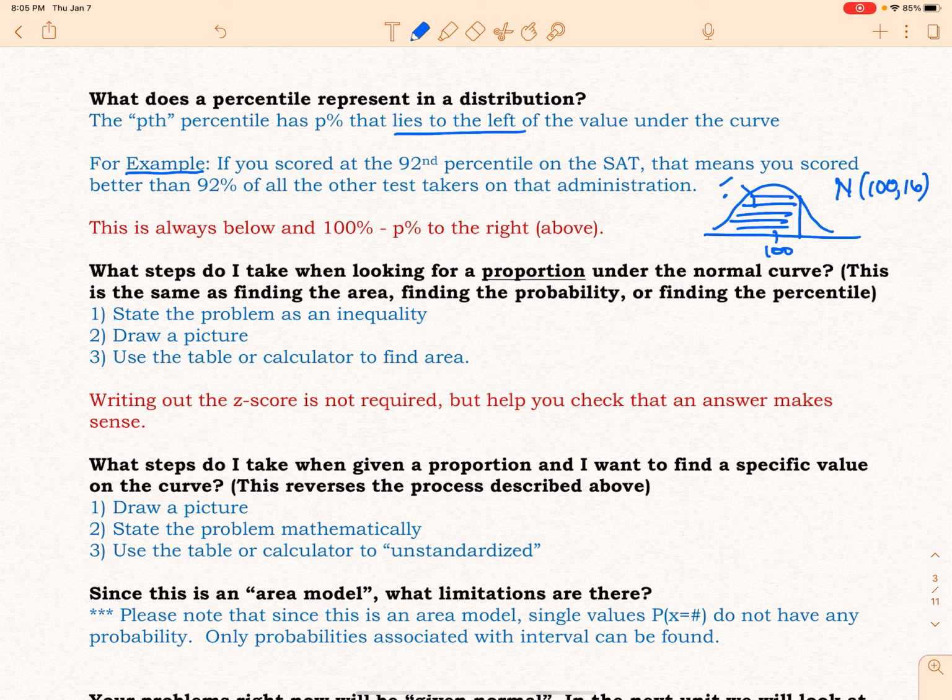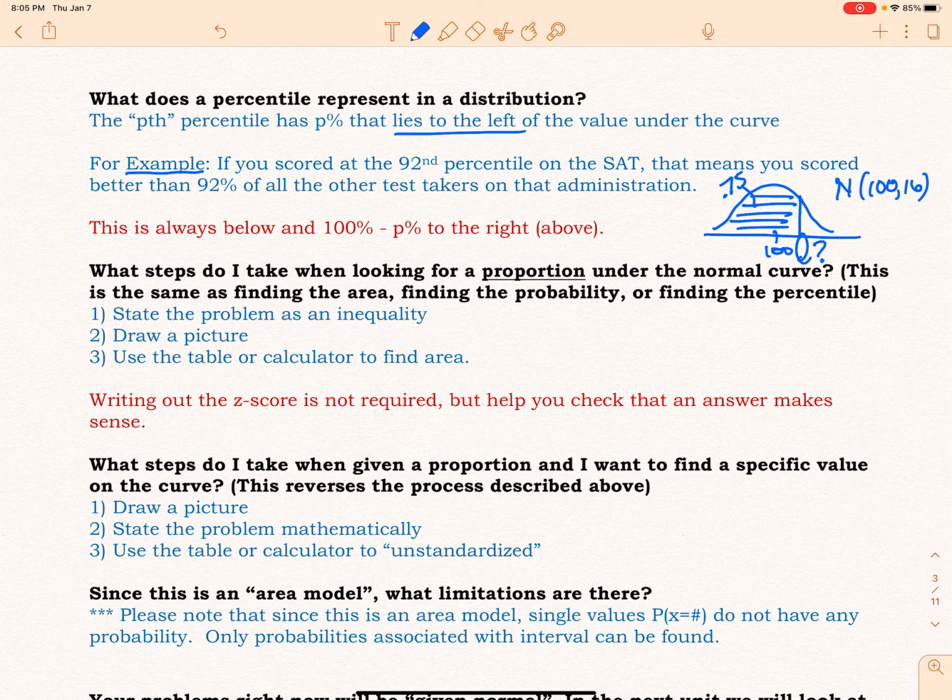So this would be 0.75. So in other words, what is X, what is the IQ value that marks the 75th percentile? That means I want to know at what IQ 75% of the people have lower than that. So anytime I'm talking about a percentile, it's always to the left or below.